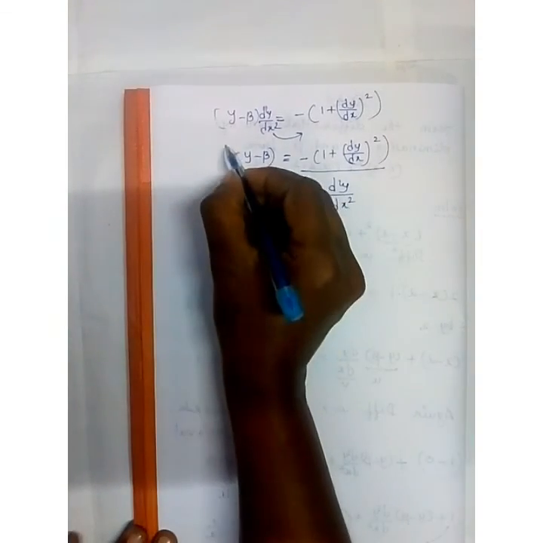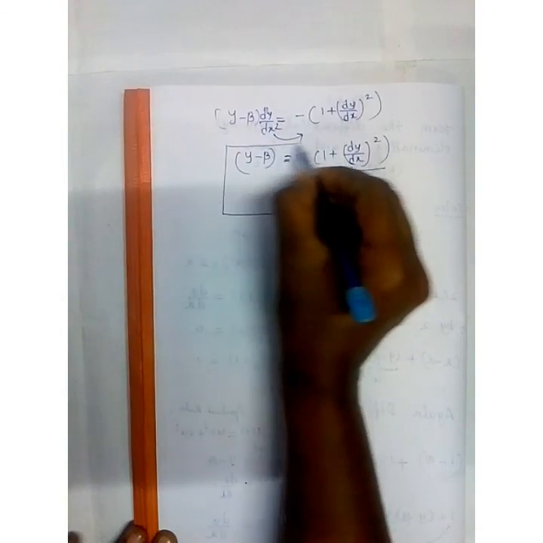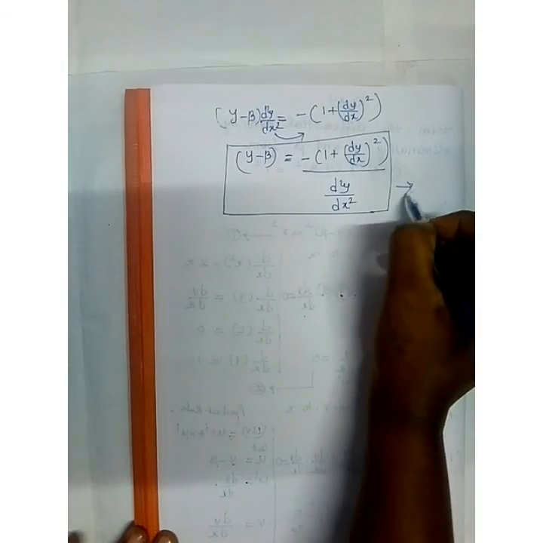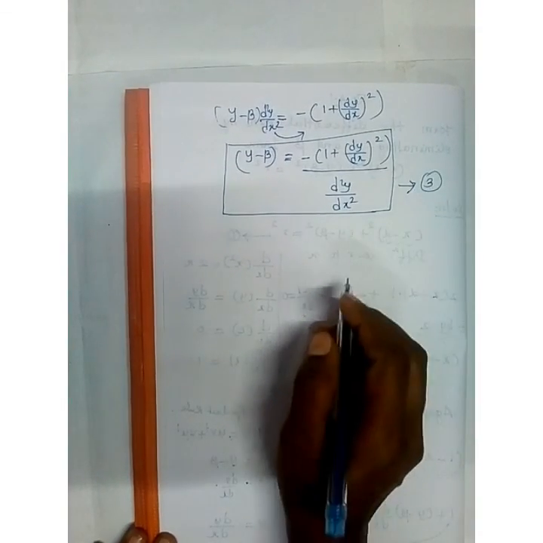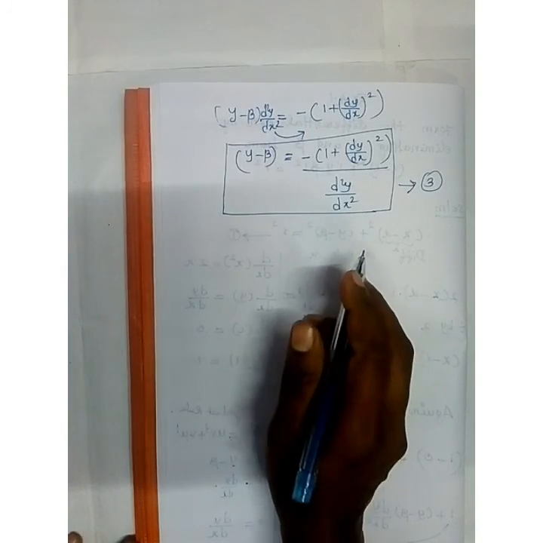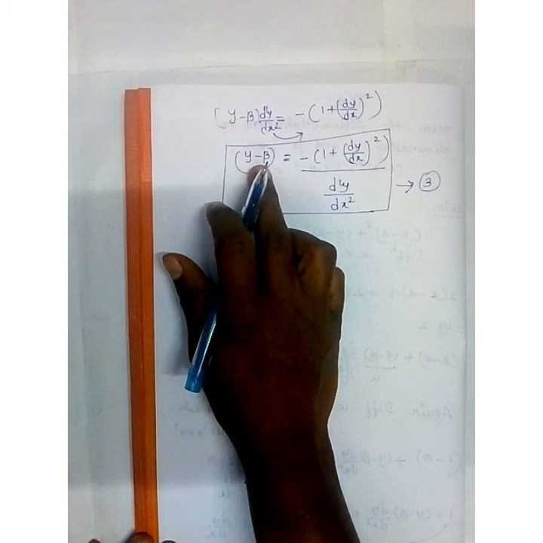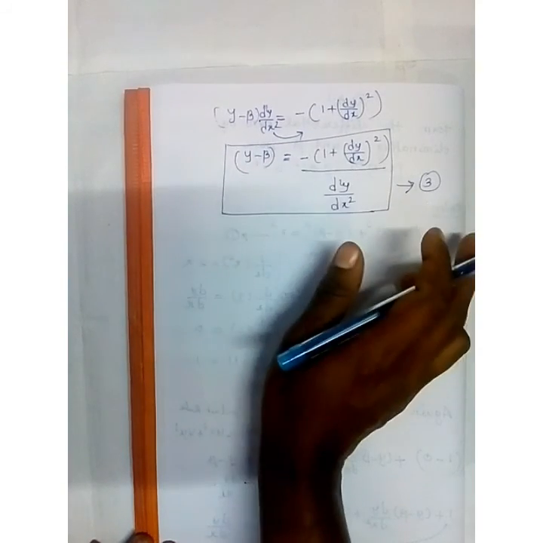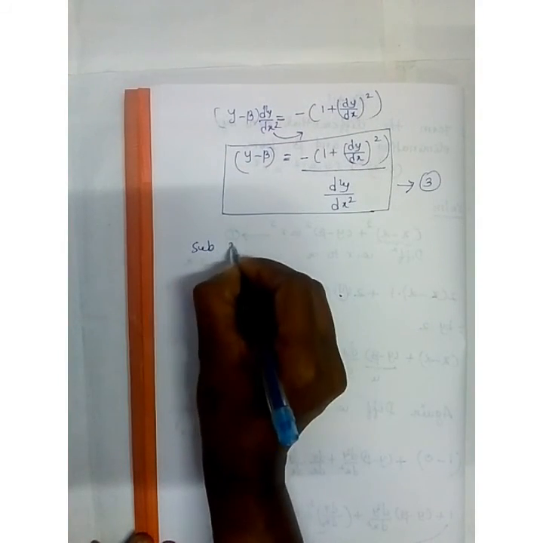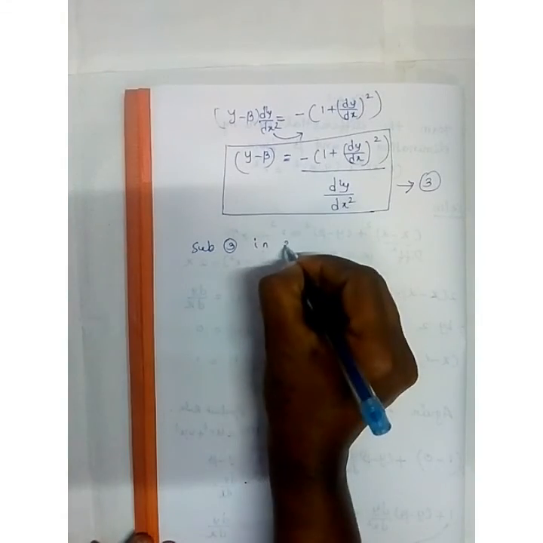Now just draw a box and keep it as equation number 3. Already we put 2 equations. This is equation number 3. Now I am going to substitute this y minus beta value in equation number 2. Substitute equation 3 in 2.